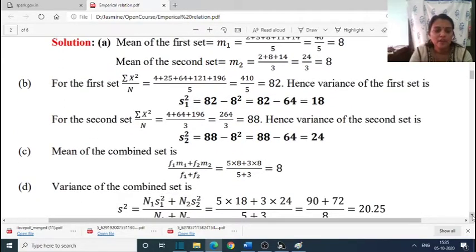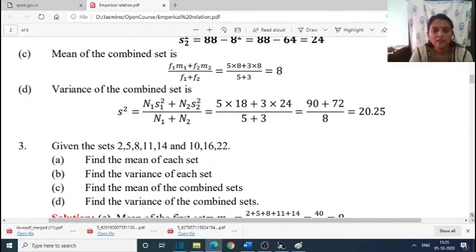Now we have to find the combined mean. For that, f1 m1 plus f2 m2 by f1 plus f2. So we have 5 entries there, 5 into the mean of the first set, which is 8. The second set has 3 entries, and their mean is also 8, divided by 5 plus 3, which is equal to (40 plus 24) by 8, which is equal to 8.